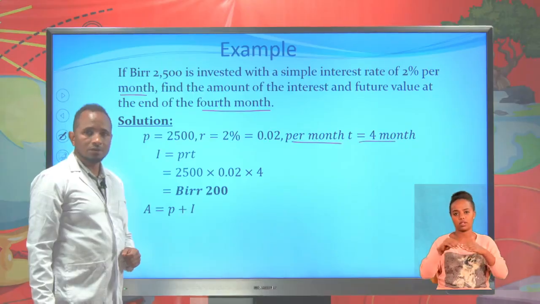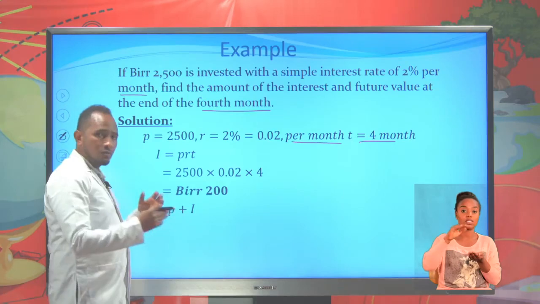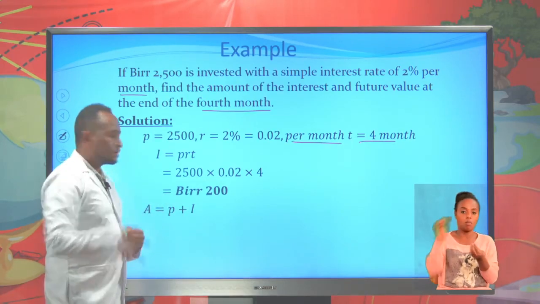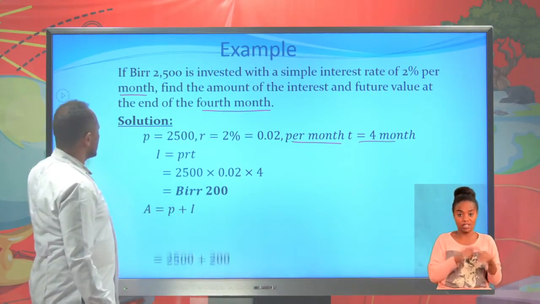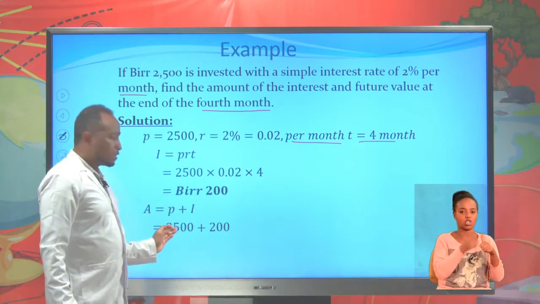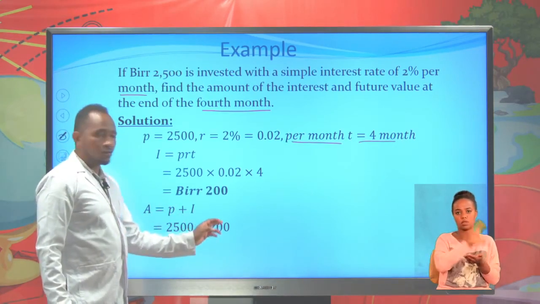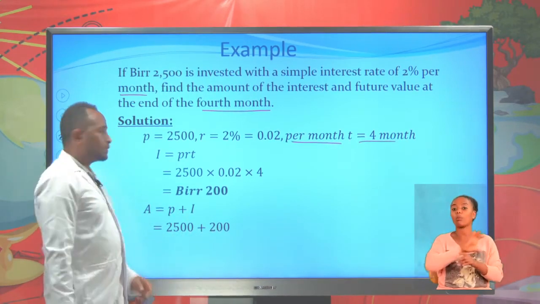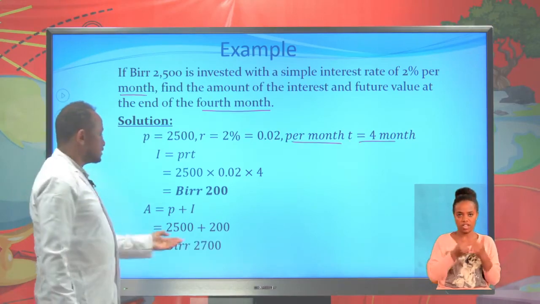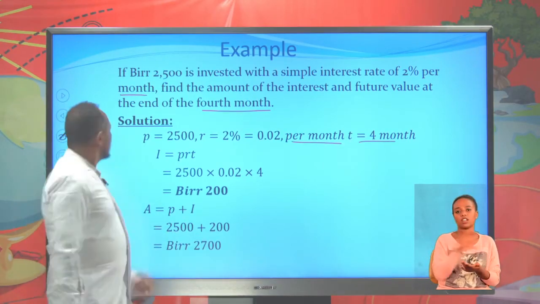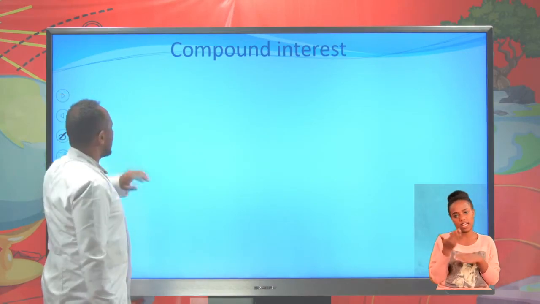So the amount is the money originally you invested plus the interest. Therefore, the money originally you invested is 2,500 and the interest is 200. Adding these two, you get 2,700 birr. This is the amount. Next, compound interest.